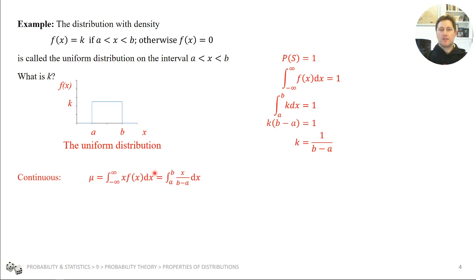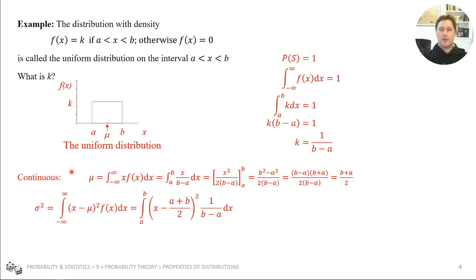So now we've done that, we can look at our mean. So the mean is x times the probability density function integrated, and so we've calculated an expression for k in our f, and so the integral is from a to b of x divided by b minus a, and we can work through that easily to find that the mean is equal to b plus a divided by 2. And there we have it. So the mean is in the middle, in between a and b, which is intuitive.